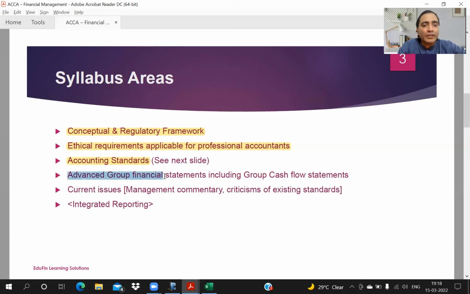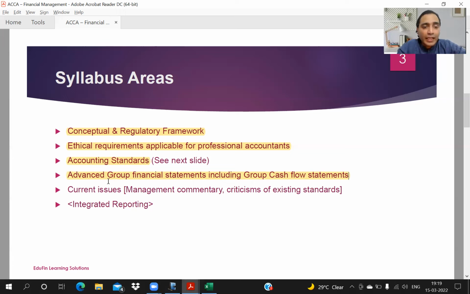Then comes probably the most important part, because it's a compulsory question that you are going to come across: advanced group financial statements, including group cash flow statements. Now, you did not study group cash flow statements in FR, right? You did not have that in your syllabus. You have studied standalone companies' cash flow statements, but for the first time now, you would be introduced to group cash flow statements. Okay.